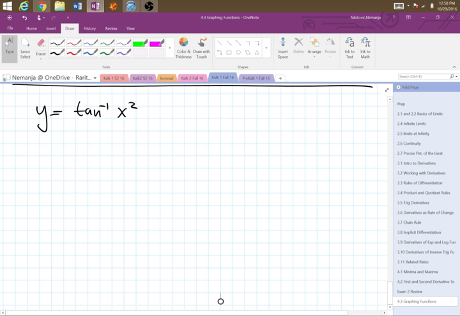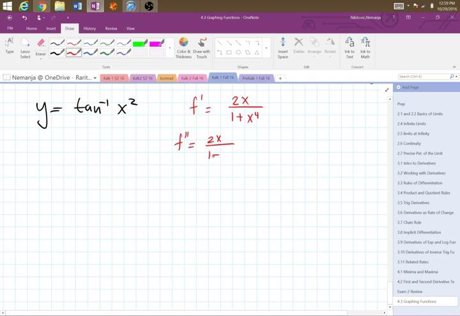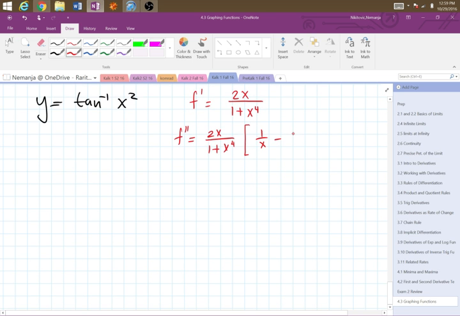Let's take a look at this problem. So the first derivative, which would be f prime, is 2x divided by 1 plus x to the fourth. Would we all agree on that? Awesome. The second derivative is 2x over 1 plus x to the fourth. That's a terrible 4. There we go. And then we have 1 over x minus 4x cubed over 1 plus x to the fourth.